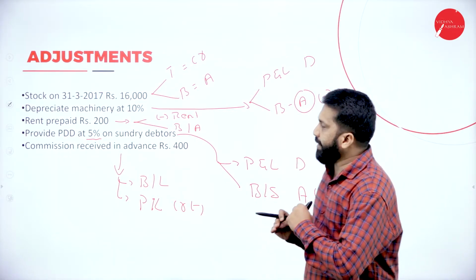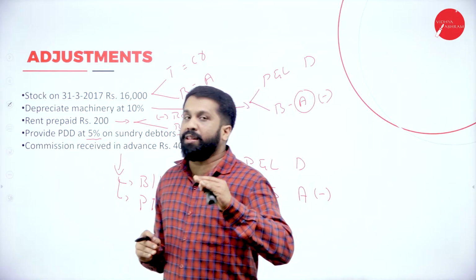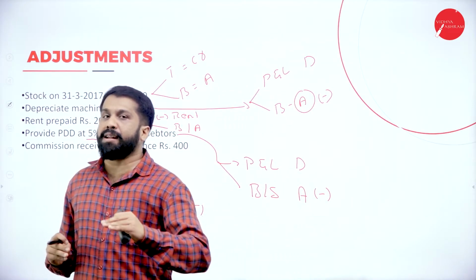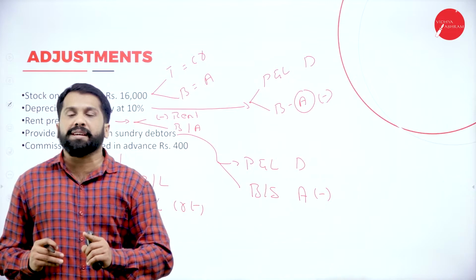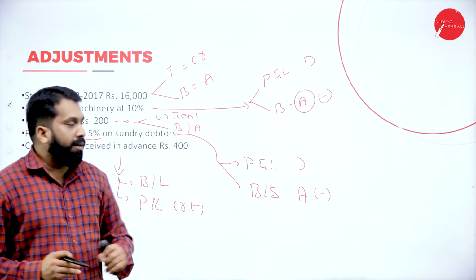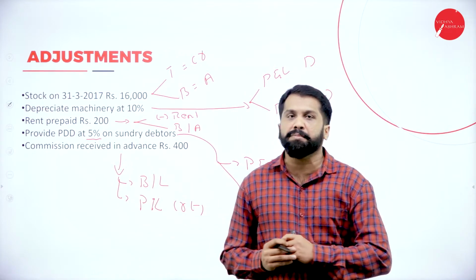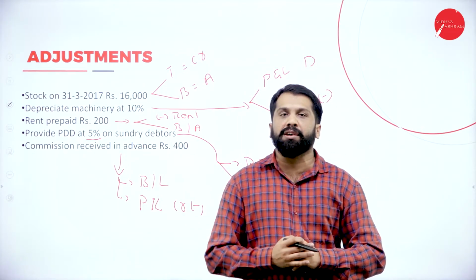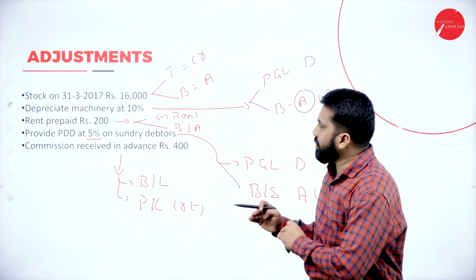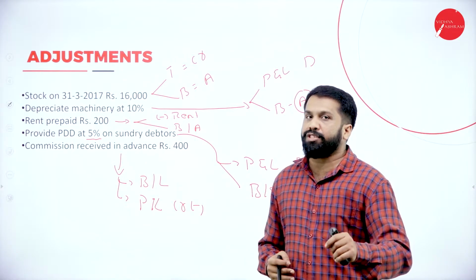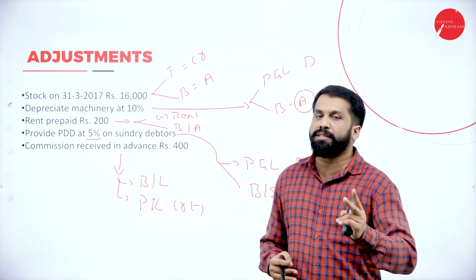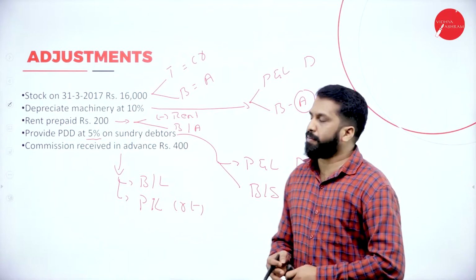Now, these are the adjustments. As I told you, all the trial balance items should be considered one time. Now, all your adjustment items will come twice in your answer. So, once you're done with your answer, you have to check whether you have taken them twice or not.